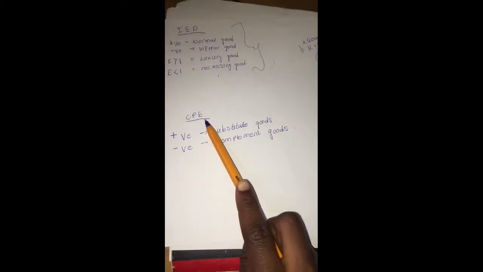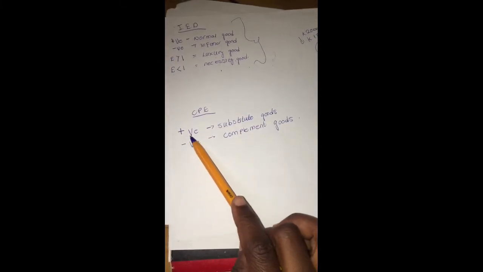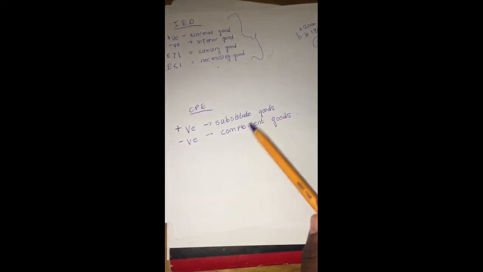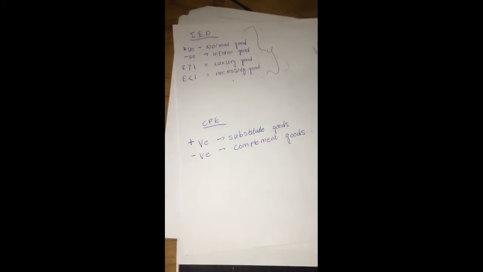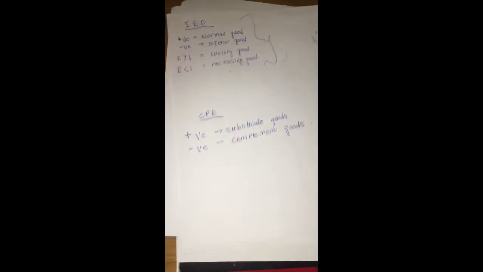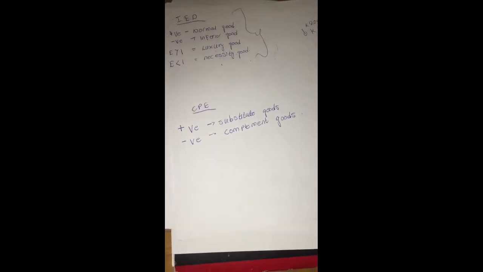While with the cross price elasticity, if you find a positive answer, it means the two goods you're dealing with are substitute goods. So substitute goods are two goods that give you a similar level of satisfaction. An example is Coca-Cola and Pepsi. So if, let's say, the price of Coca-Cola goes up, the demand for Pepsi will increase because it is similar.